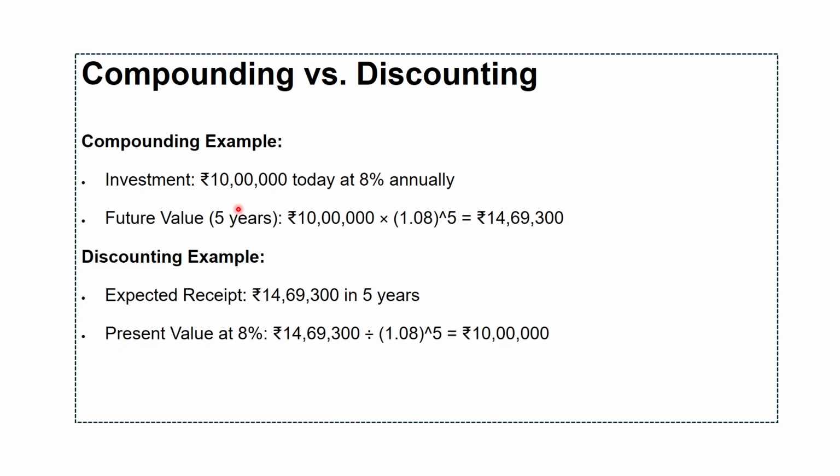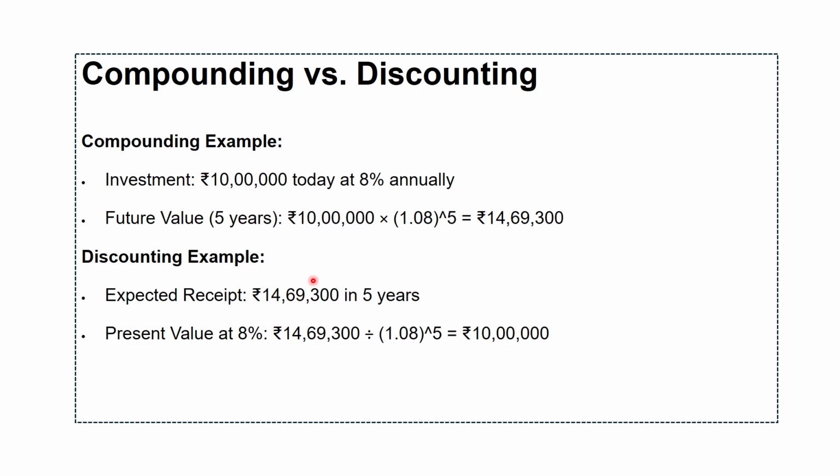In the compounding example, if you invest 10 lakh rupees today at an annual interest rate of 8% compounded annually, the future value after 5 years would be 10 lakh rupees multiplied by 1.08 raised to the power of 5, which results in 14 lakh 69,300 rupees. Conversely, in the discounting example, if you expect to receive 14 lakh 69,300 rupees in 5 years, then if we use the reverse formula, we get the present value at 8%, which is 10 lakh rupees.